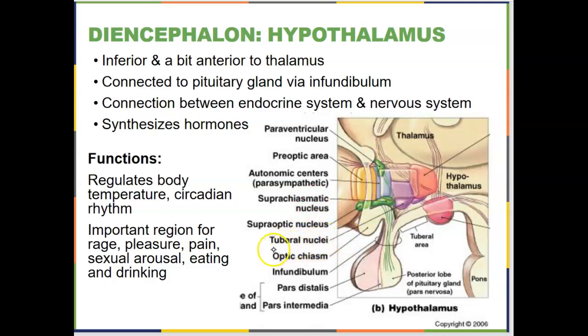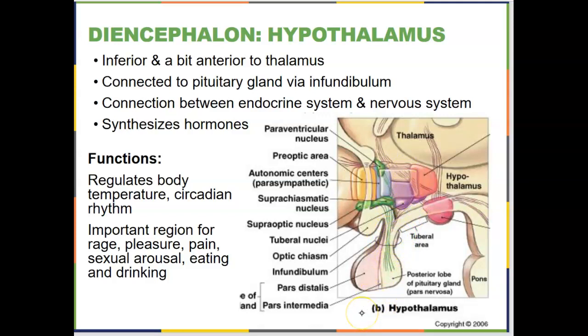Tuberal, I always want to say tuberonal. It's tuberal nuclei, don't worry about that. Optic chiasm, remember, connecting the two sides, the right eye and the left eye to the brain. Well, we already talked about that, but there's your optic chiasm. The infundibulum is the stalk here, the little dangly part that connects the pituitary to the brain itself. So the infundibulum is just a little stalk.